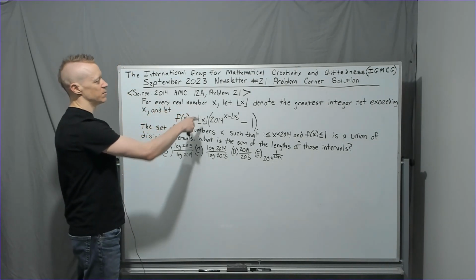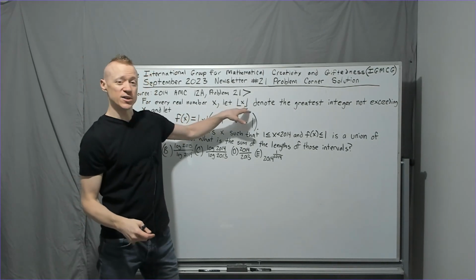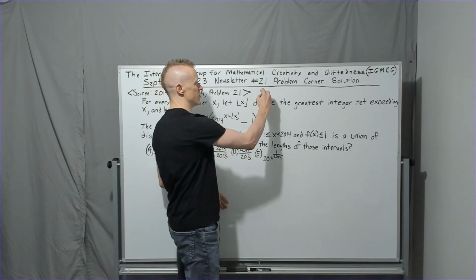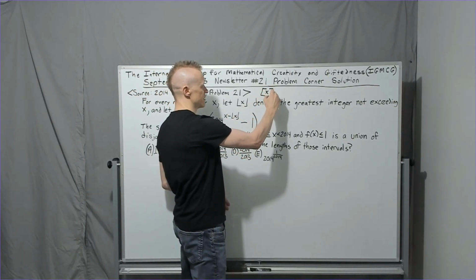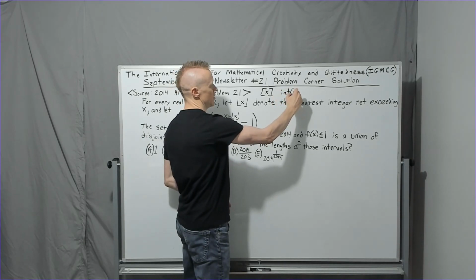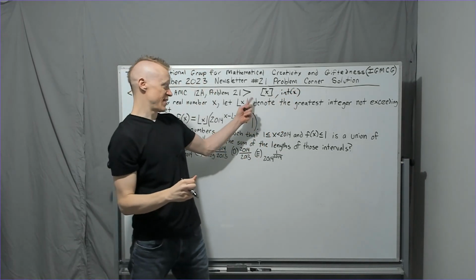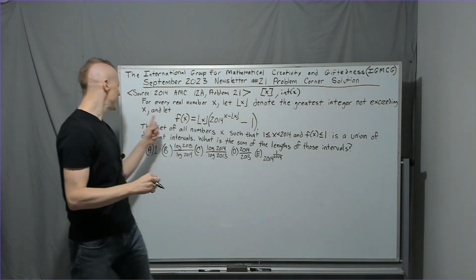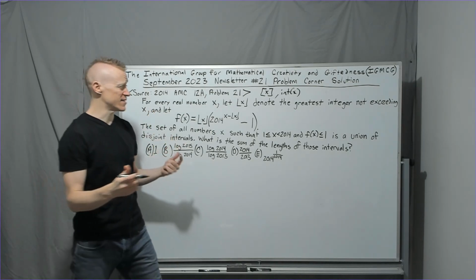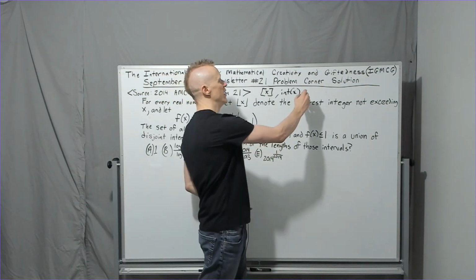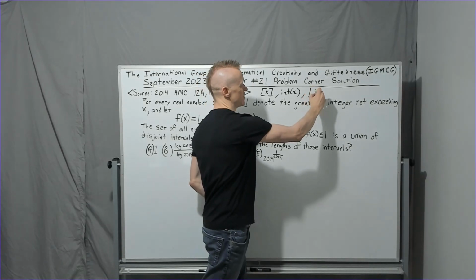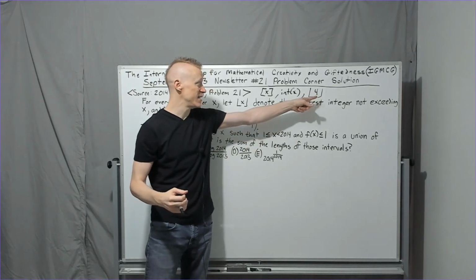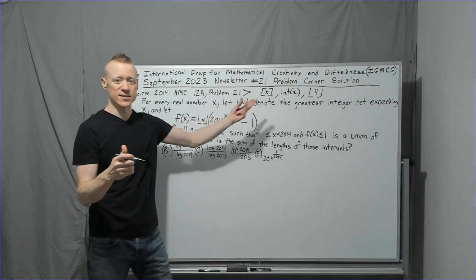For every real number x, let this symbol denote the greatest integer less than or equal to x. It also has other notations. It can look like this. It can also look like this. But they all have the same meaning, and they'll state it here as the greatest integer not exceeding x. So if x is an integer, then it's less than or equal to itself, right? Equal is okay, not exceeding. 4 does not exceed 4. We allow it to stay as is.